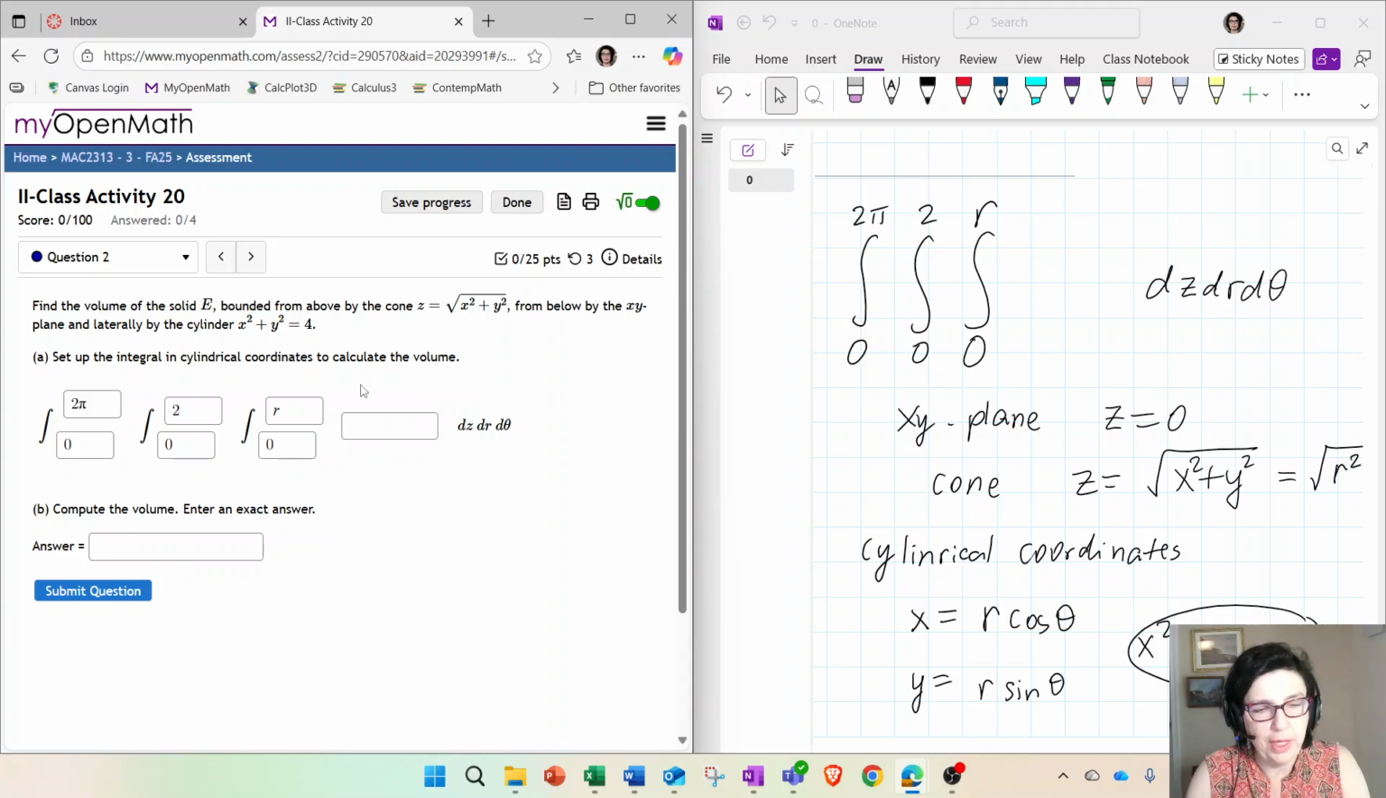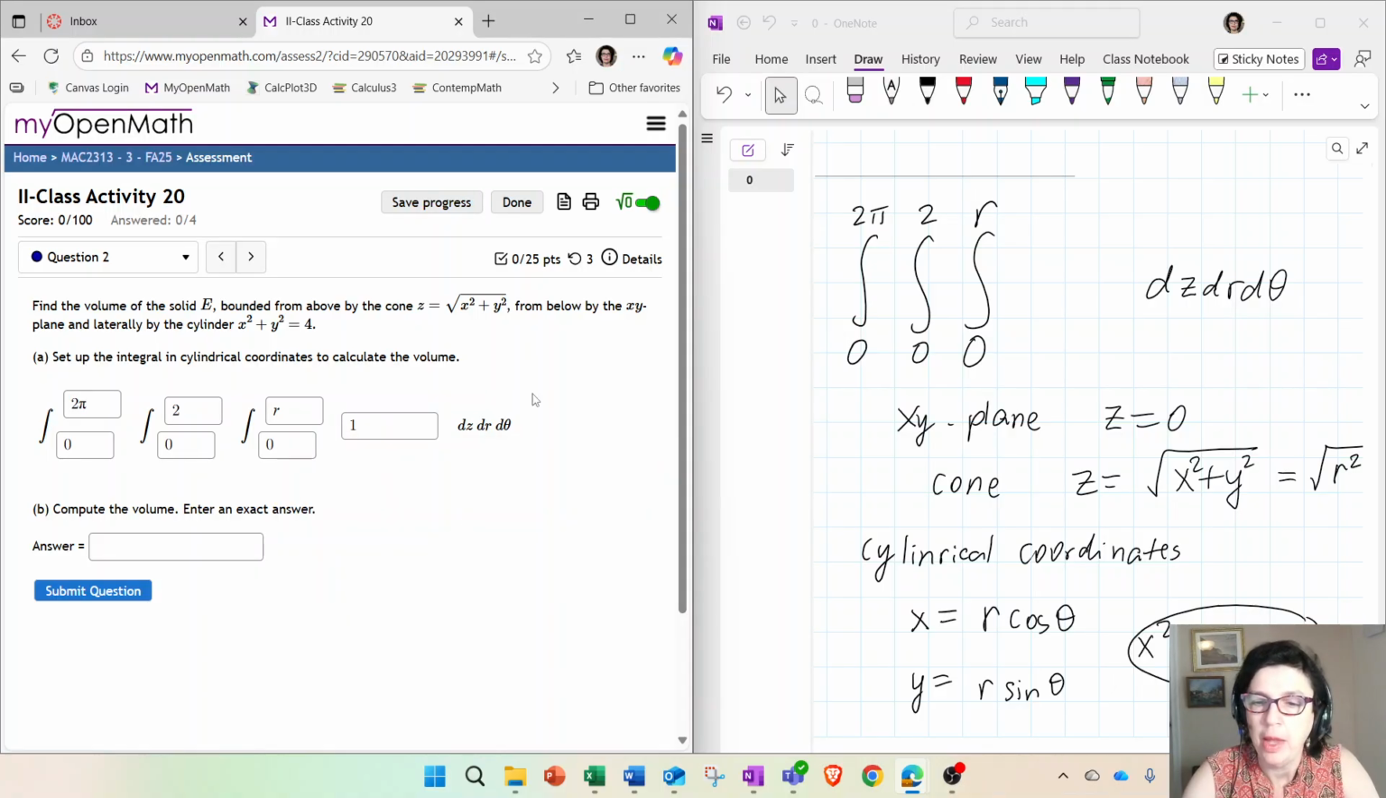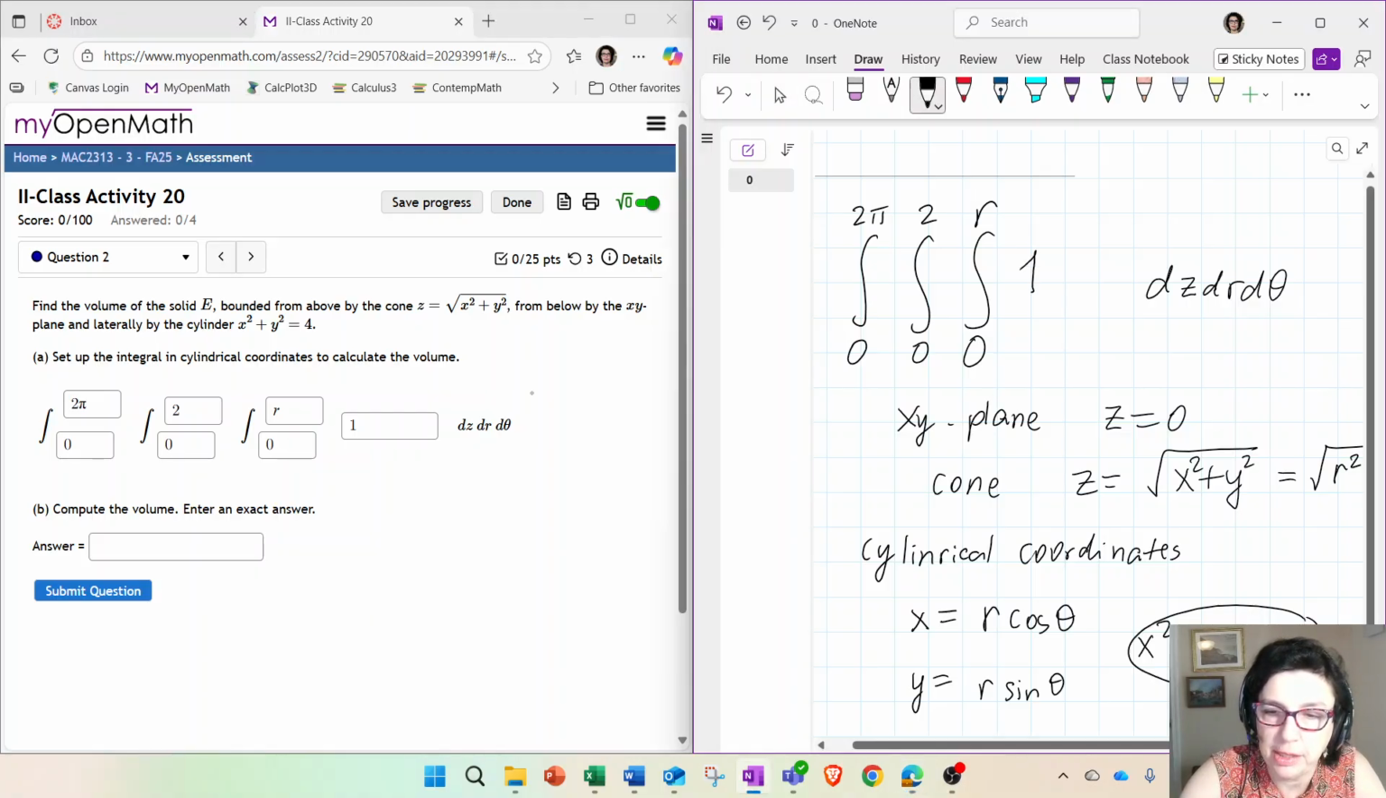Now, whenever they say find the volume, so use triple integrals to find the volume. The idea is that triple integrals are used to find the volume if you integrate 1. So your integrand is going to be 1. However, that is if it was xyz, the rectangular coordinates.